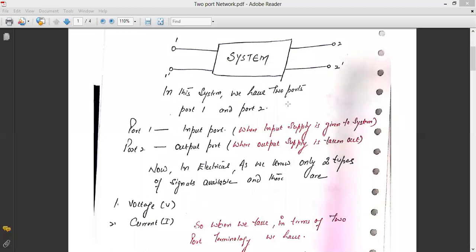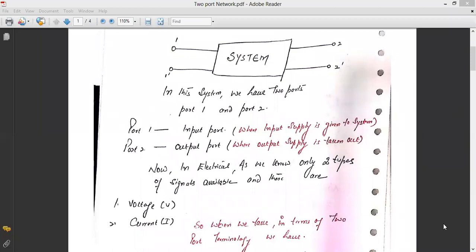So you can say that we have V1 and V2. V1 stands for input voltage and V2 stands for output voltage. And likewise I1, I2. I1 is called input current and I2 is called output current.